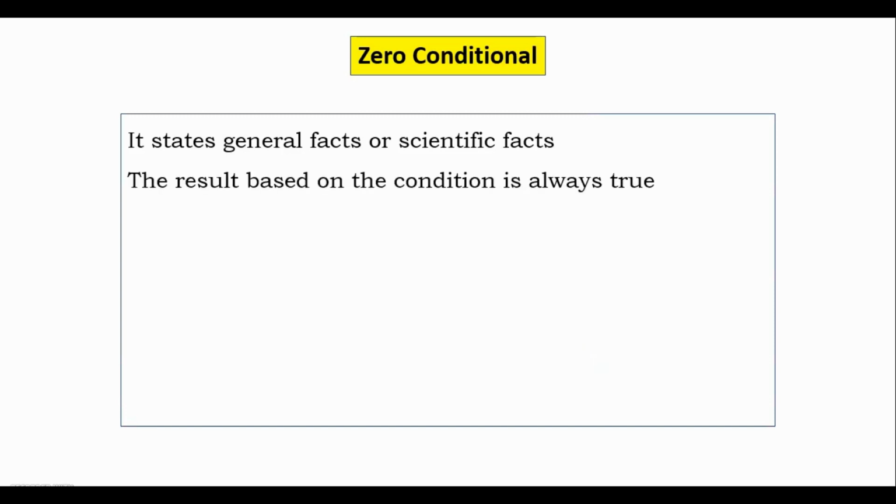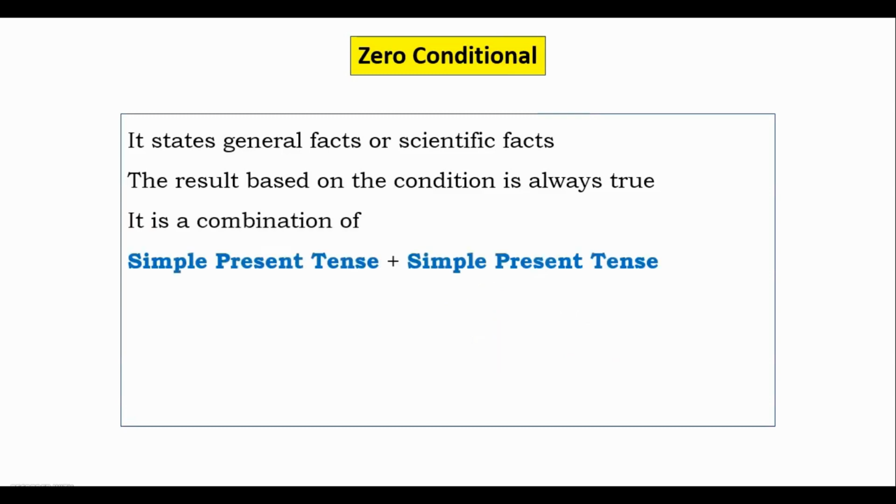Let us learn about zero conditional. It states general facts or scientific facts. Facts which are always true. The result based on the condition is always true. It is a combination of simple present tense in the if clause and simple present tense in the main clause. Both the tenses are the same.